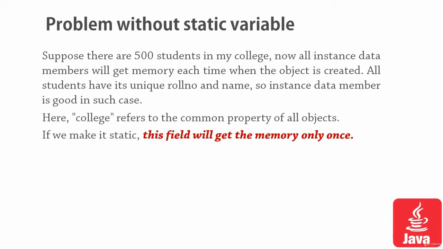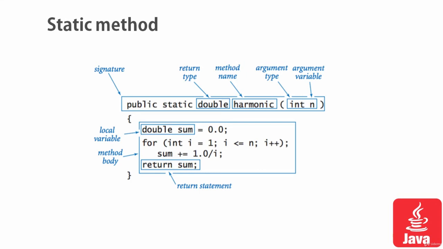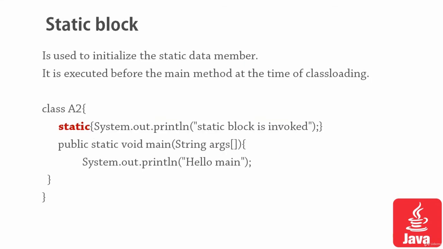And this field will get memory only once. So it will be more memory efficient. So we have the public static void main or different methods. We have the static, we have the signature, we have the return type, and different things here. It could be incorporated with different tools.